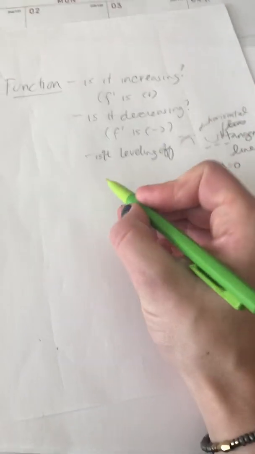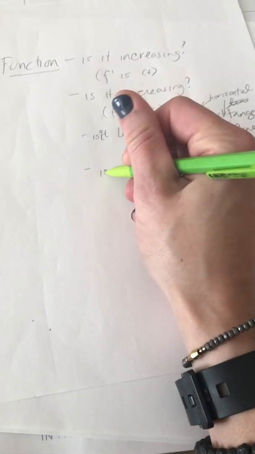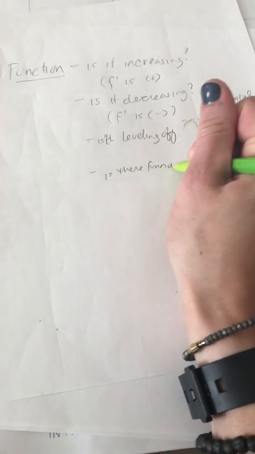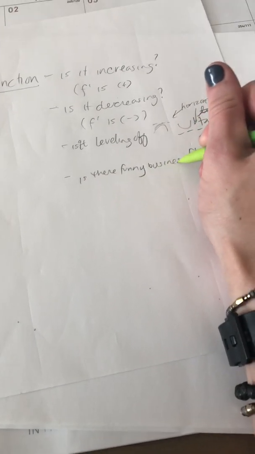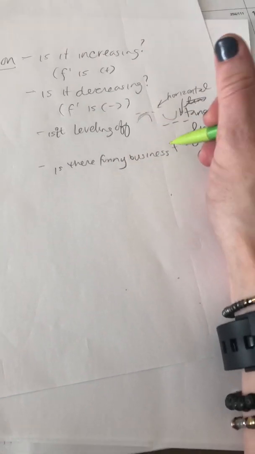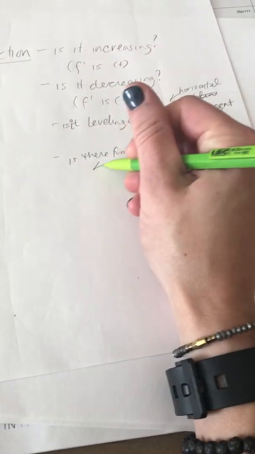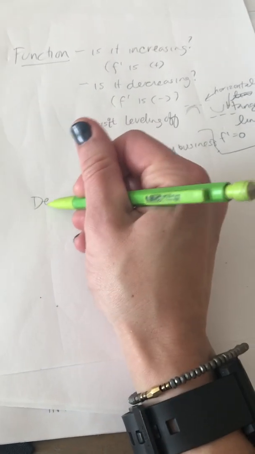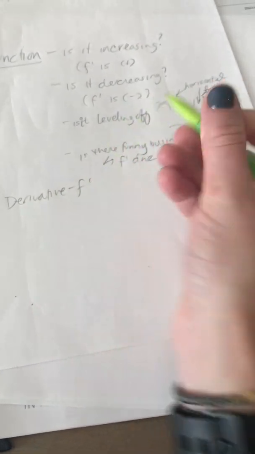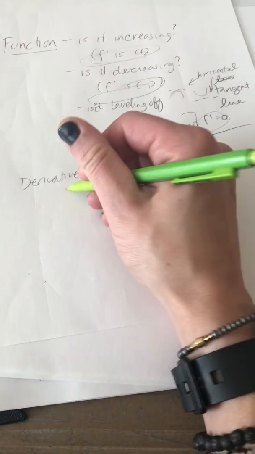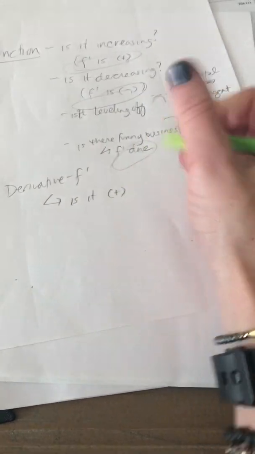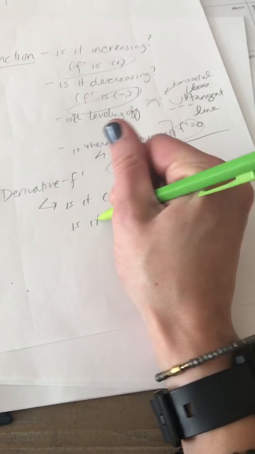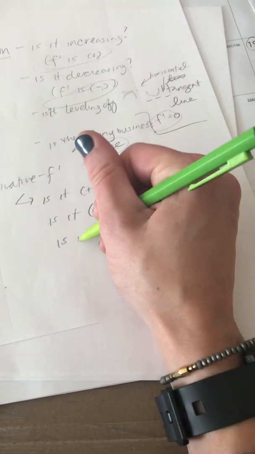I also want to know, is there funny business? By funny business, I mean holes, jumps, blow-ups, cusps, corners, peaks, and vertical tangents. Because if there's funny business, then the derivative won't exist. And as far as the derivative goes, I want to know this information. Is it positive? Is it negative? Is it 0? Does it not exist? This is what gets hard to keep track of.